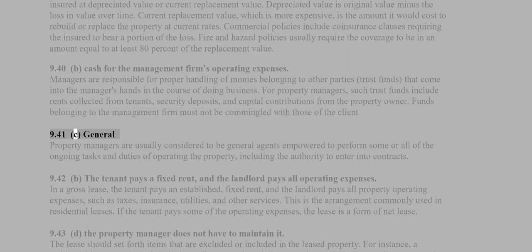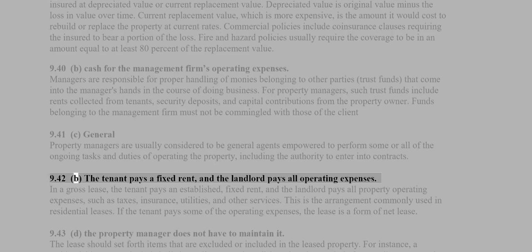9.41 C. General. Property managers are usually considered to be general agents empowered to perform some or all of the ongoing tasks and duties of operating the property, including the authority to enter into contracts.